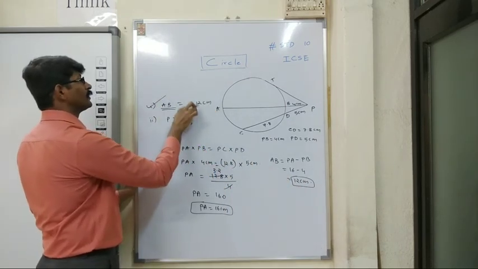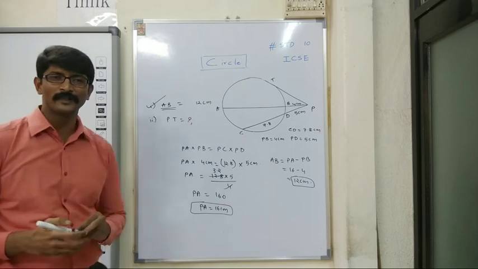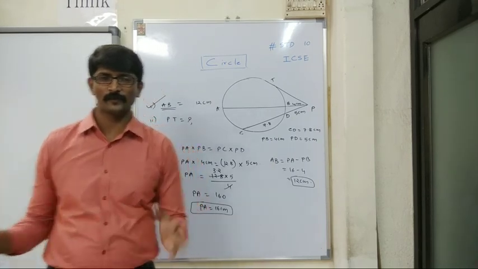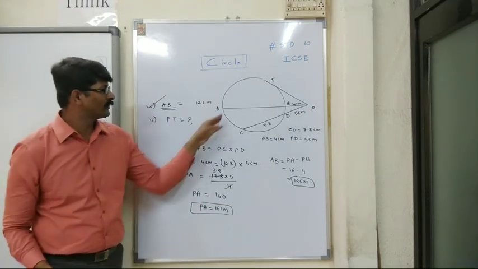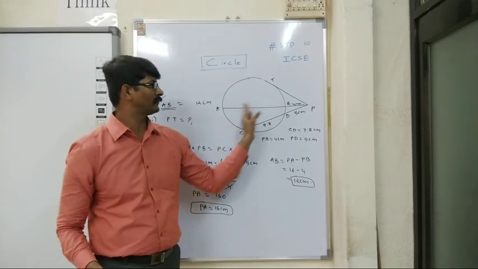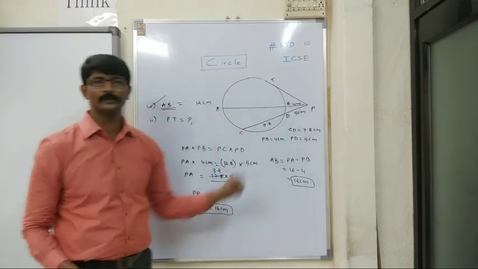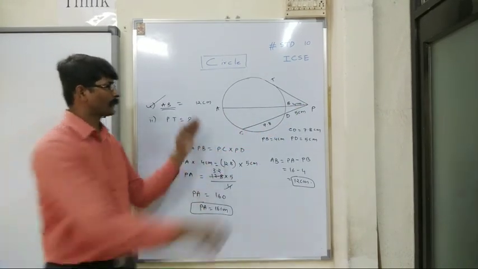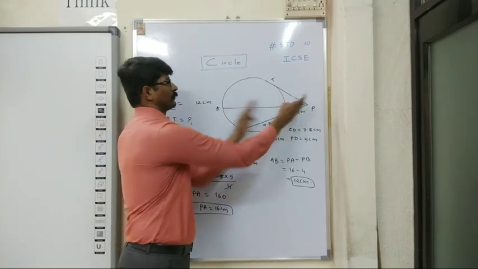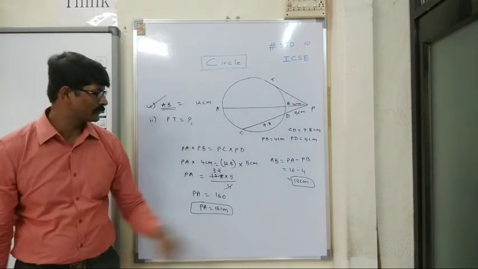I hope students you have understood this. I know I'm going a little fast because there are so many people asking so many doubts. So how are we going to do this? This is 12 and this is 16. So 16 minus 4 is 12. This total is 16, this is 4, so 16 minus 4 is 12 centimeter.